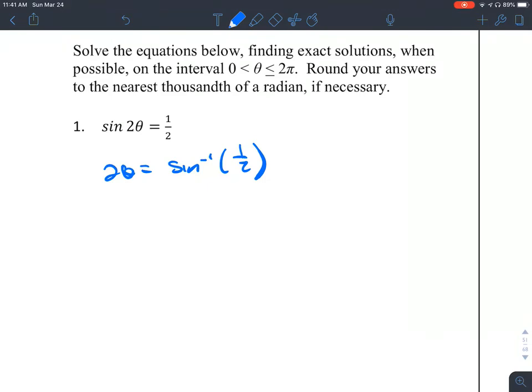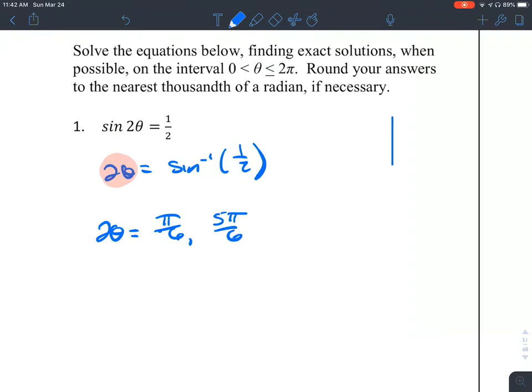Now at this point, do not get theta by itself. Just get the angle by itself, which it currently is 2 theta. And let's answer this question. What is that going to make 2 theta? We know from our work above, 2 theta is going to be pi over 6 and 5 pi over 6.